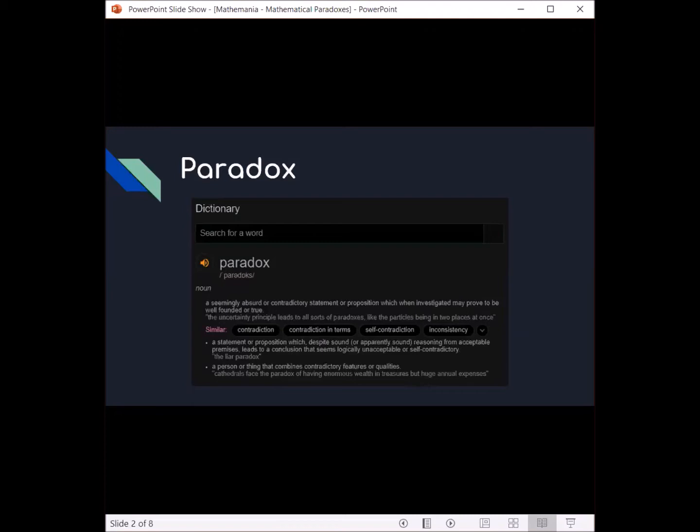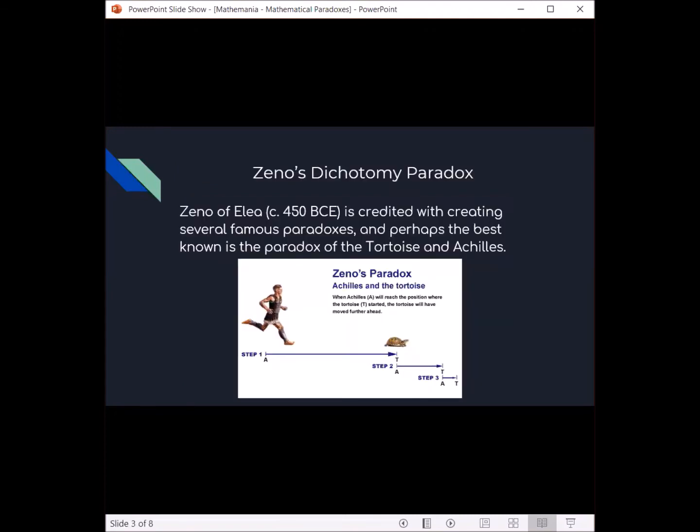So, the dichotomy paradox. Zeno of Elea is credited with creating several famous paradoxes, and perhaps the best known paradox of all time is the tortoise and Achilles. I'm damn sure you all remember the story of the tortoise and the hare. The slow and steady wins the race. But did you all know that that moral actually has a mathematical background to it? It was actually the story between the tortoise and Achilles.